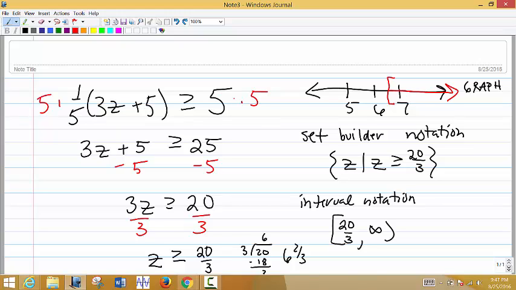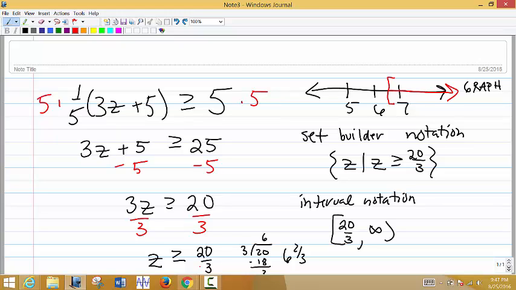We multiplied both sides by 5 to clear out the fractions, and then I subtracted 5 from both sides, and then I divided both sides by 3. One thing we want to note is that our problem doesn't have the variable x in it, it has the variable z. So our solution turned out to be z is greater than or equal to 20 divided by 3.